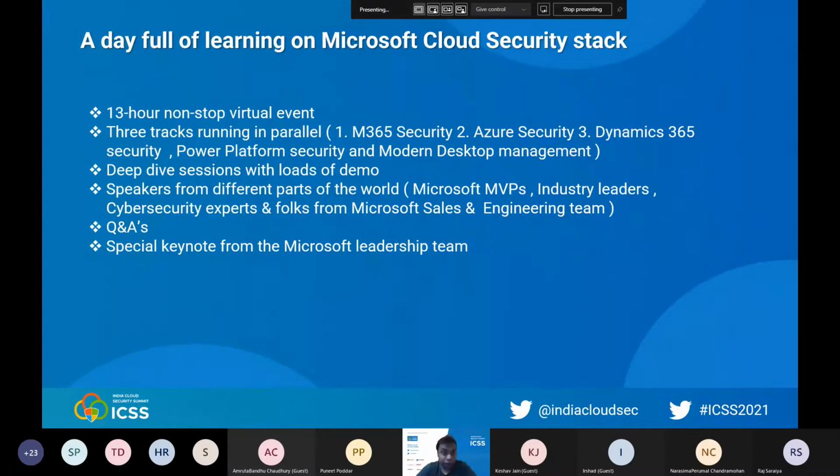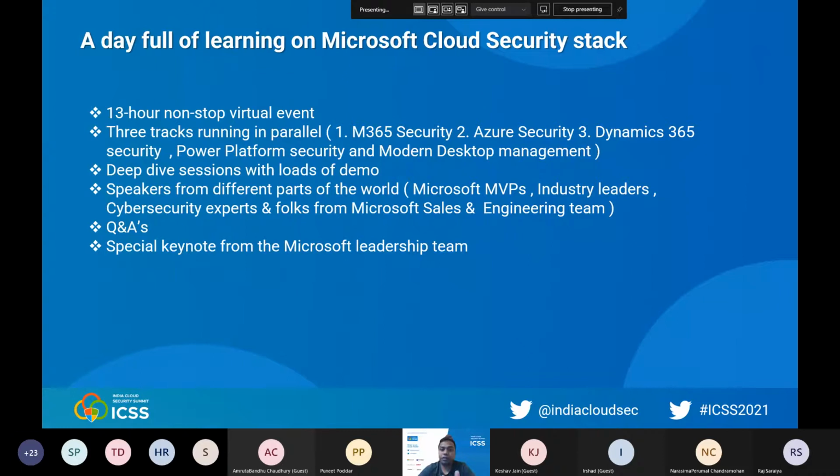So what do we have to offer from the India Cloud Security Summit? As you know, it's a day full of learning on Microsoft Cloud Security offerings. It is a 13-hour non-stop virtual event, with three tracks running in parallel. The first track is Microsoft 365 or Office 365 security. Next, we have a track completely dedicated to Azure security. The third track is a mix of Dynamics 365, Power Platform, and modern desktop.